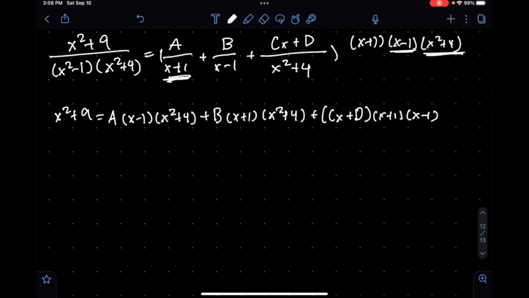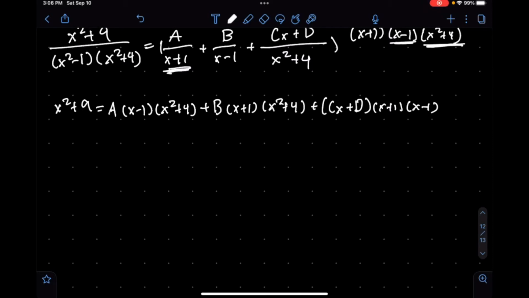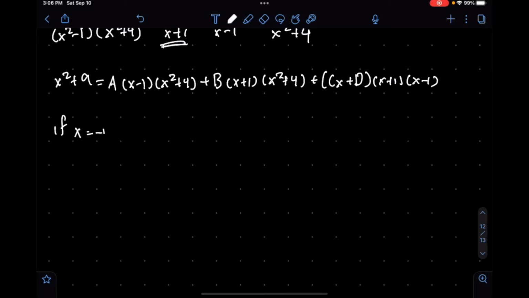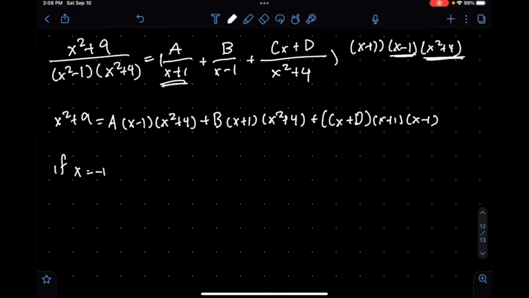This is very, very intimidating, but through a couple cases, we can get it down pretty fast. So obviously, when is x plus 1 equal to 0? When x is equal to negative 1. So that'll be our first case. If x is equal to negative 1, then we get negative 1 squared plus 9. The a term cancels out, so we get 0 plus b.